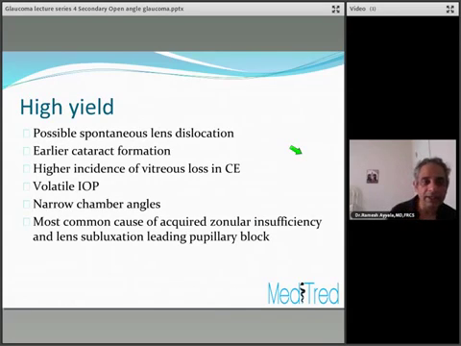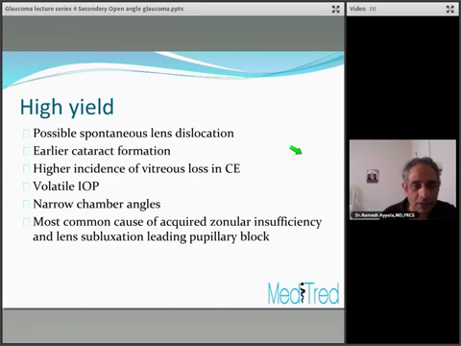So here is the high yield slide for pseudoexfoliation syndrome. Possible spontaneous dislocation is common in this syndrome. Earlier cataract formation is seen. Higher incidence of vitreous loss during cataract extraction. They exhibit volatile intraocular pressures compared to primary open-angle glaucoma. They can present to you with narrow chamber angles, secondary to, again, zonular weakness. Most common cause of acquired zonular insufficiency and lens subluxation leading to pupillary block mechanism. And also, one of the things that I should have added here, this is the most common kind of secondary open-angle glaucoma worldwide.